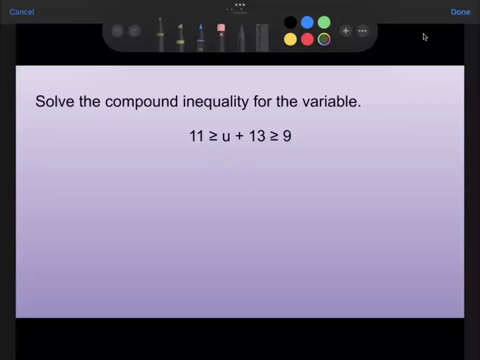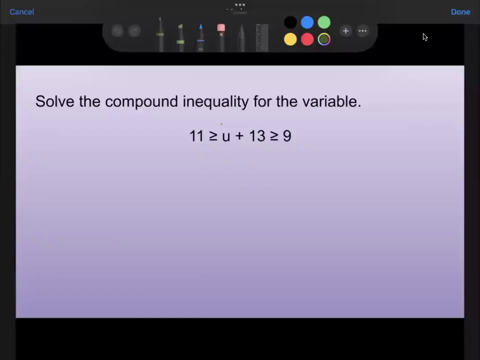Okay, here is the first example we're going to do together. We're going to solve this compound inequality to figure out what the variable is equal to. A lot of times when you're solving compound inequalities, you get two answers for your variable, so don't be surprised if we end up with two answers. This is what we call an and inequality, where the answer is going to be an and. There's ands and then there's ors in compound inequalities, and we're going to see both of those today.